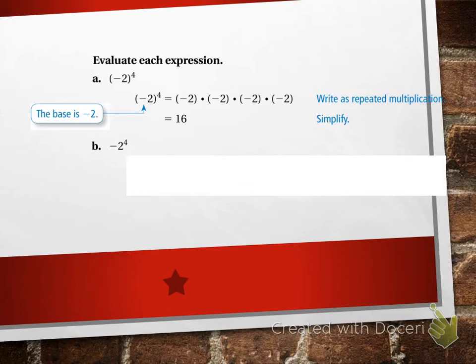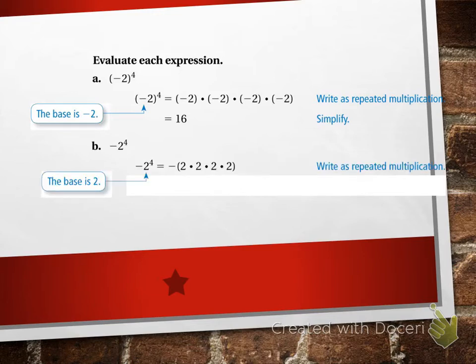Now in part B here, the base is actually just 2 because there are no parentheses around it. So what it's really saying is take the opposite of 2 to the 4th power. So you keep that negative out front, and then you take 2 times itself 4 times. So 2 times 2 times 2 times 2 is 16, and we've got that negative out front, that negative 1 that we need to distribute, pass on. It's a negative 16.